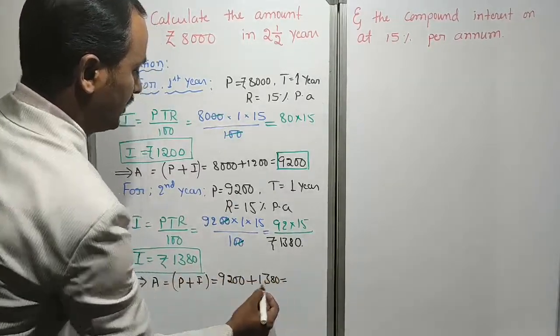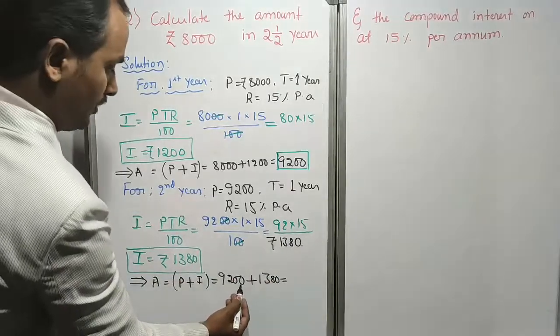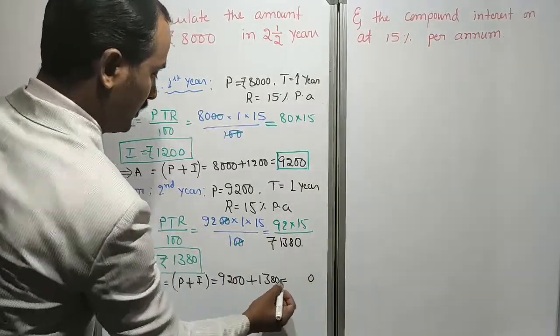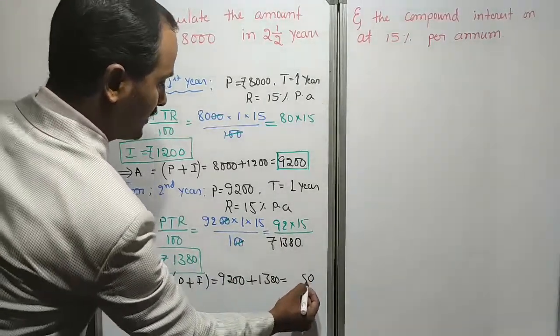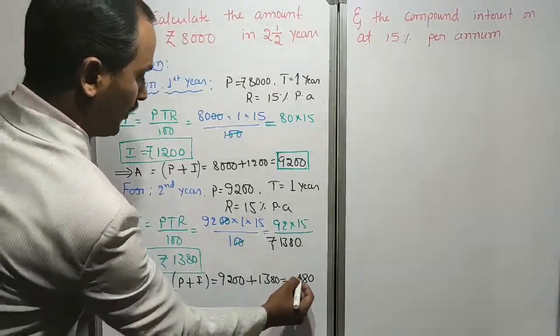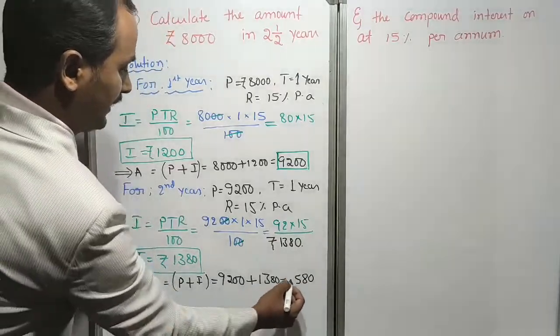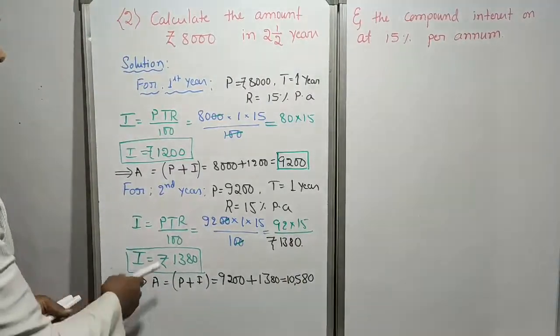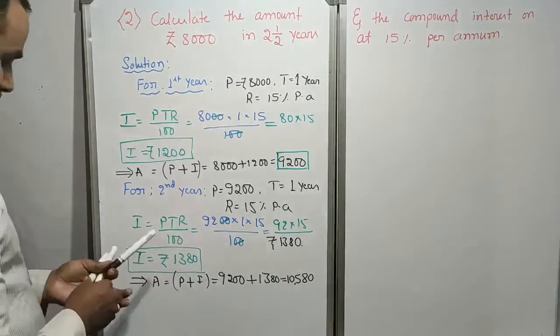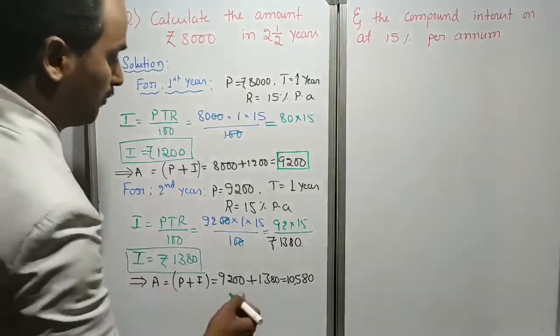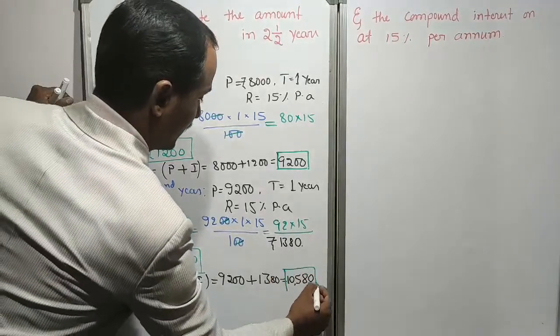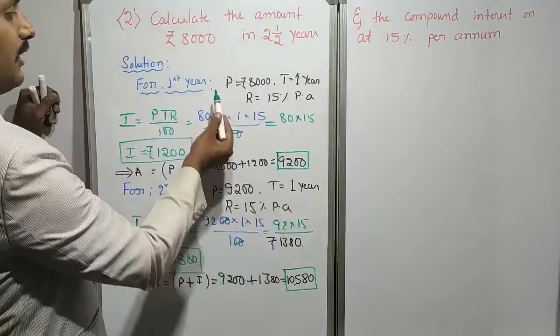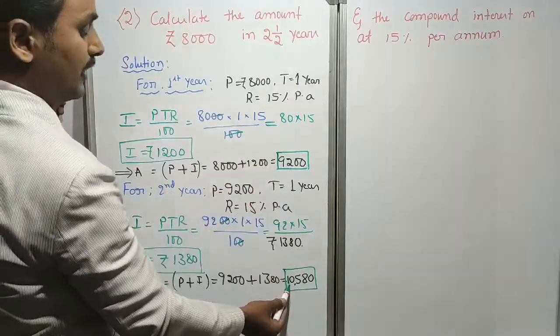1,380 is equal to that two addition. See, look here, 0 plus 0 is 0, then 8 plus 0 is 8, then 3 plus 2 is 5, then 1 plus 9 is 10, means 10,580 rupees is the amount at the end of the second year, dear children. I will put the box in green marker. See, this is the amount at the end of the first year, this is the amount at the end of the second year.